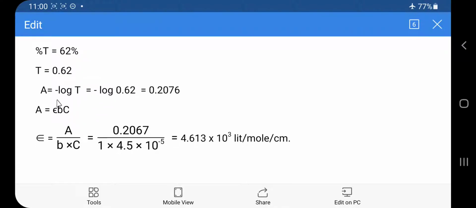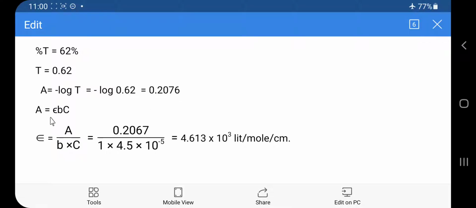So here as per formula, A is equal to minus log of T. This is the definition of the absorbance. A is equal to minus log of T. Substituting the value of T, it is equal to minus log of 0.62, and when we solve this, the answer is 0.2076. This is the absorbance.